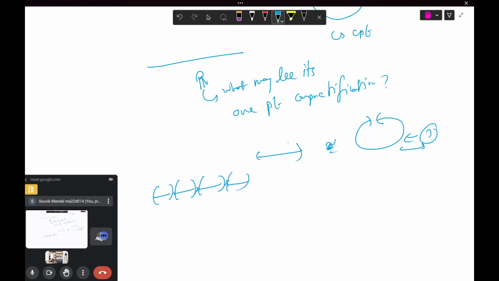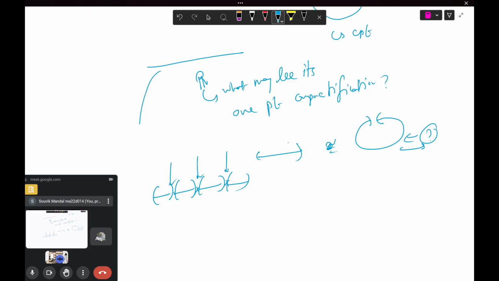But the point is that if you want to join these gaps, you need to put a point for each gap, right? Then it will not be a one-point compactification, correct? For a one-point compactification, you need to make it compact by adding only one point, right? So your way is correct, but it is not a one-point compactification.